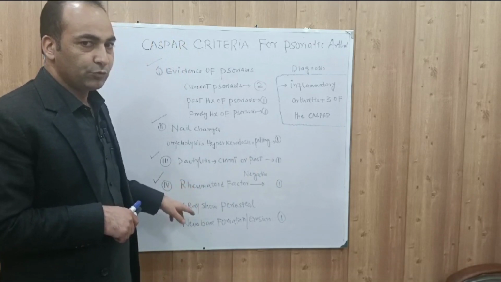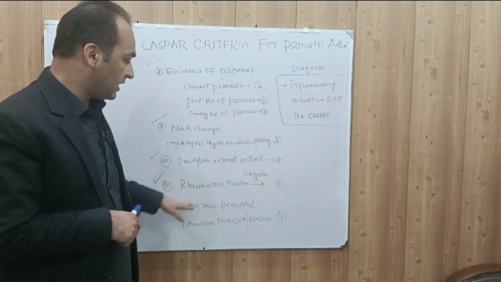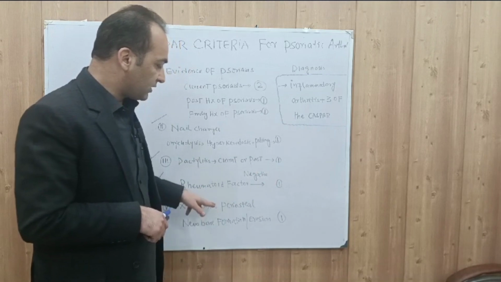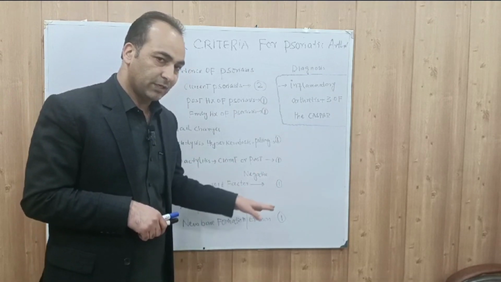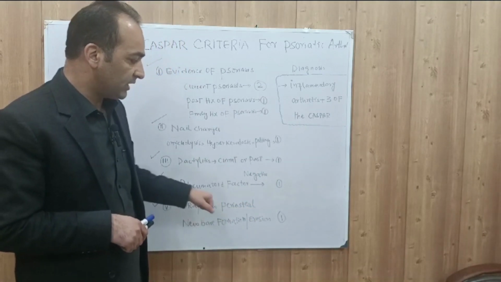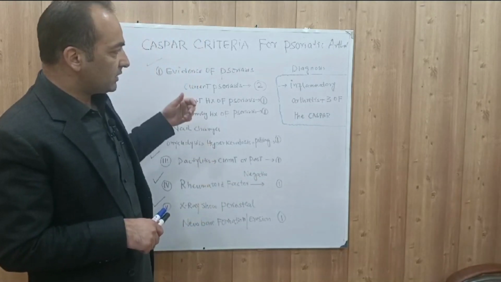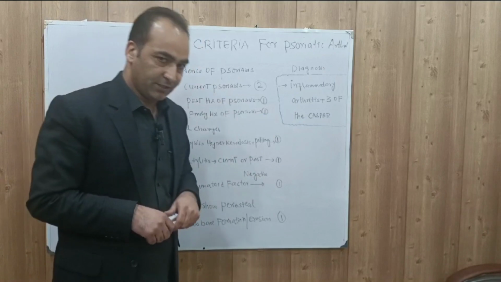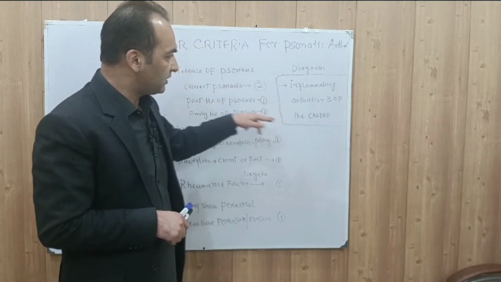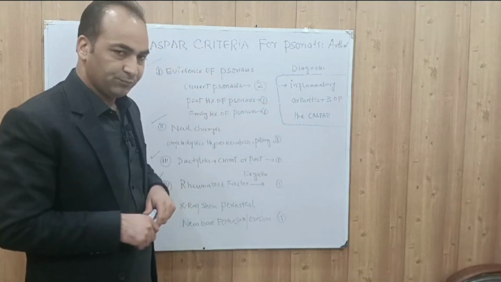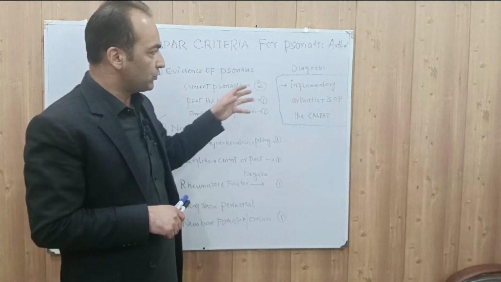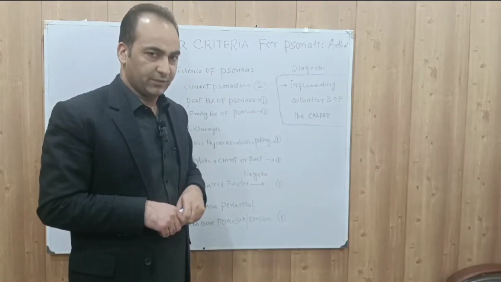And the last component is that for the imaging. If the X-ray shows periosteal new bone formation or erosion, it has also got 1 point. So if the patient has inflammatory arthritis plus 3 of these components, this makes the diagnosis of psoriatic arthritis.